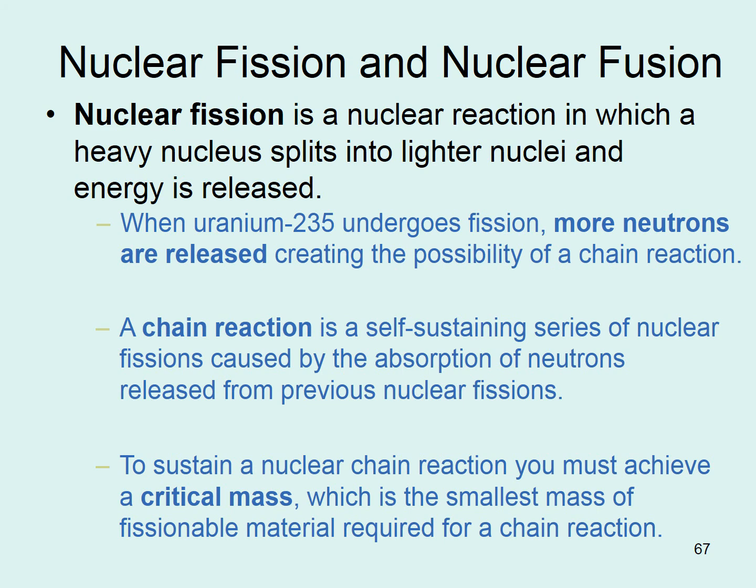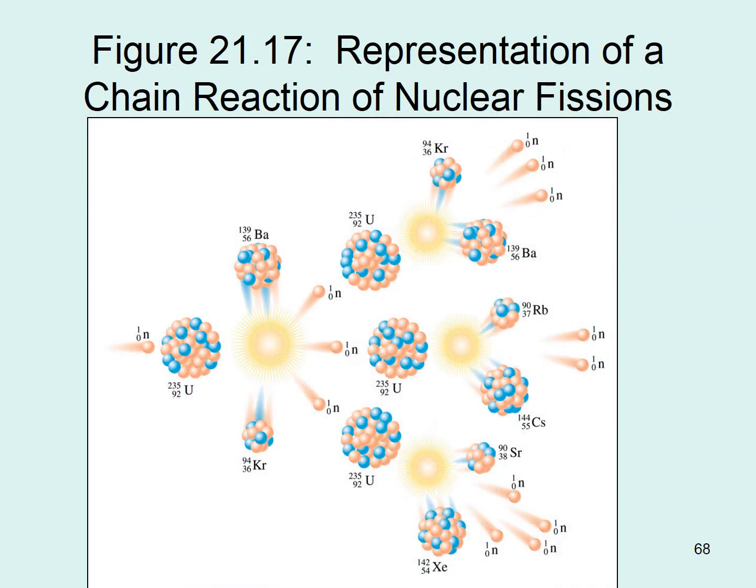So here's a picture of an example. We start the reaction off by bombarding uranium with a neutron. You can see that it goes through fission, so barium and krypton. In the process, 3 more neutrons are given off, so they may collide with other uranium. Uranium will break apart. More neutrons are released, and so you keep the process going. And so it's a chain reaction.